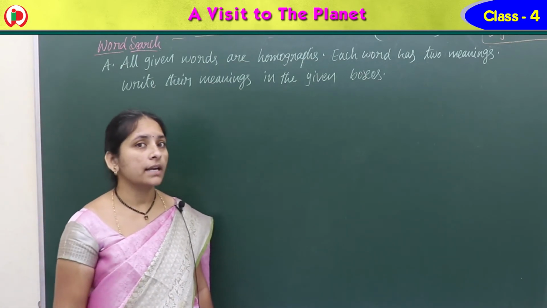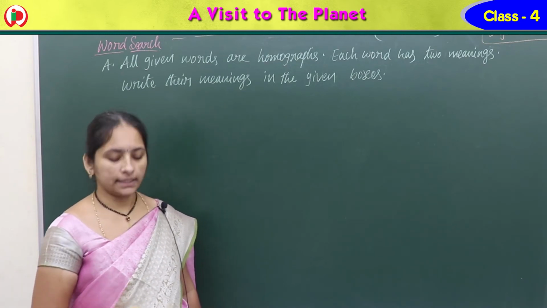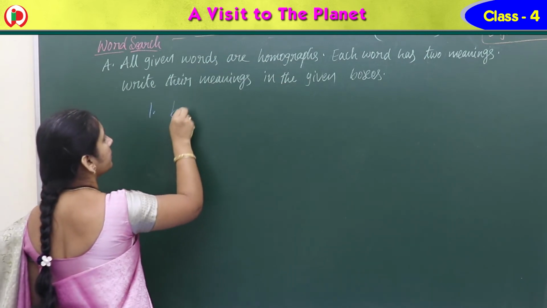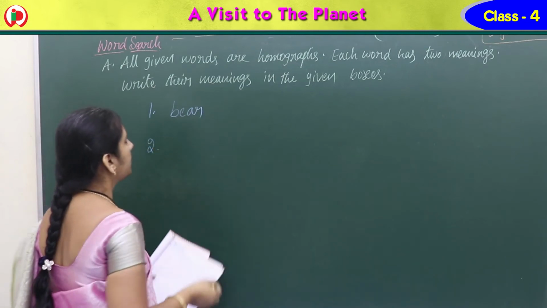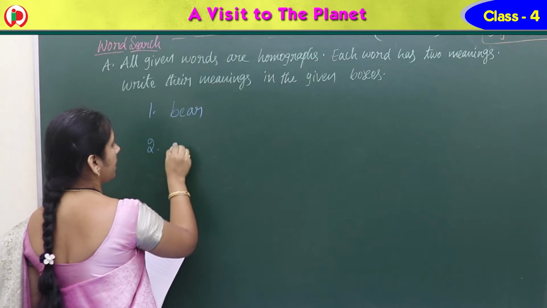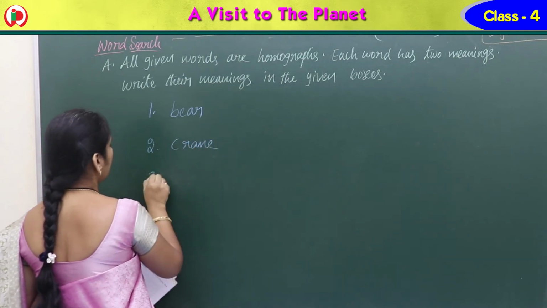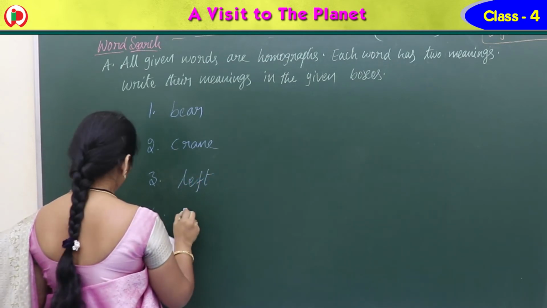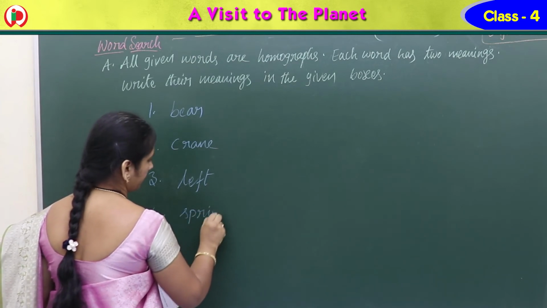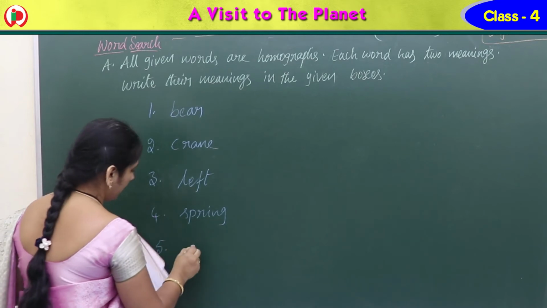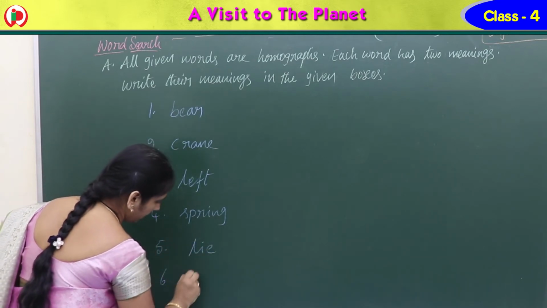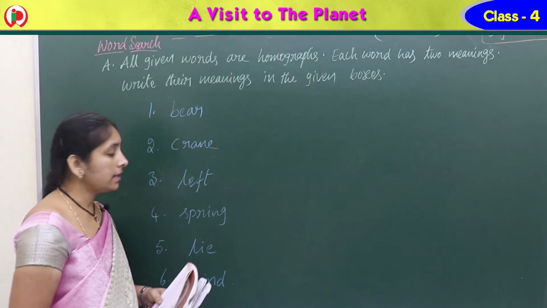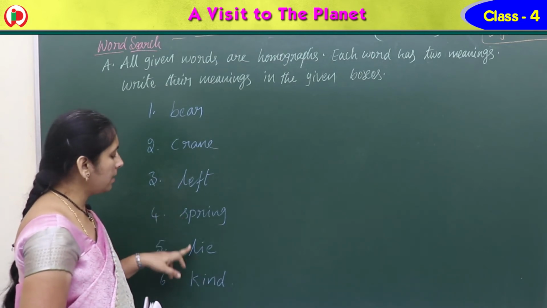So like the type of words they give. What are those two different meanings we should write in the box here now. So see the first one, what do we have here? Bear. First I am writing the total list of words. Bear, second one crane, third one left, fourth one spring, fifth one lie, sixth one kind. So like this total six they have given. Bear, crane, left, spring, lie, kind.